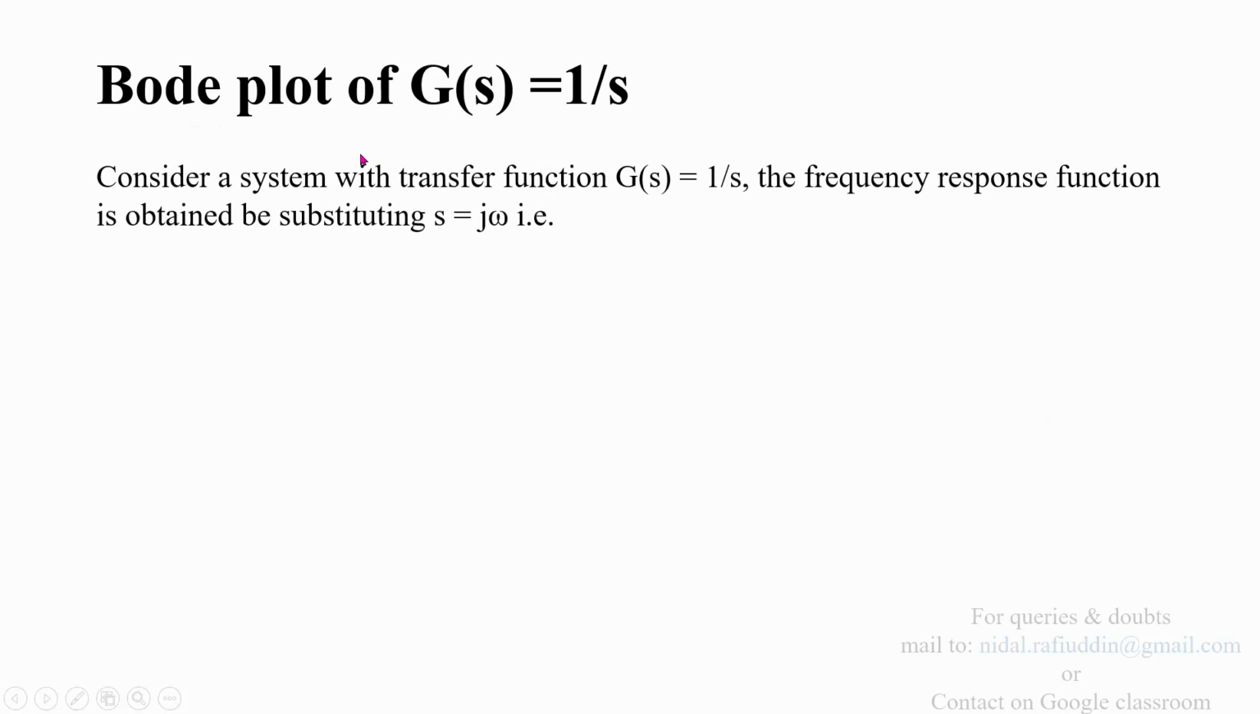Now we start with an example of plotting the Bode plot of 1 upon s. This is the simplest form of any transfer function that we will be drawing a Bode plot for. So consider a system with transfer function G equal to 1 upon s. For the frequency response function, we will be replacing s by j omega, that is, G(j omega) will be equal to 1 upon j omega. Now we'll be computing the magnitude.